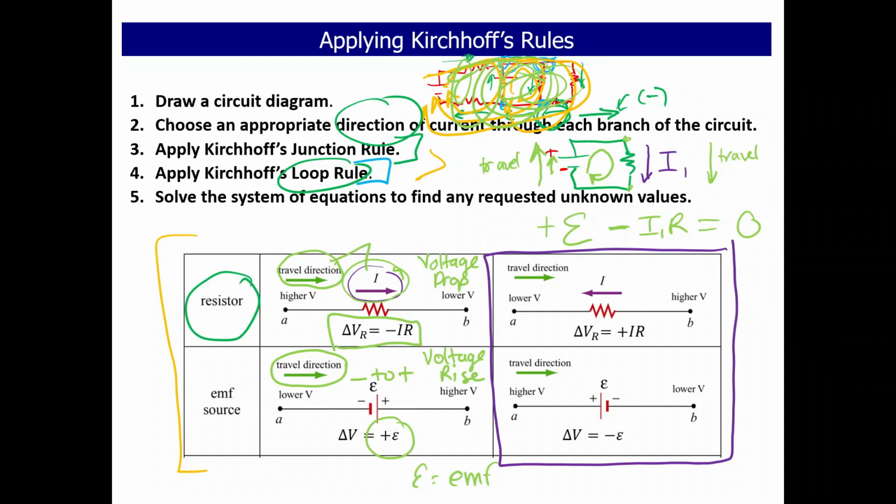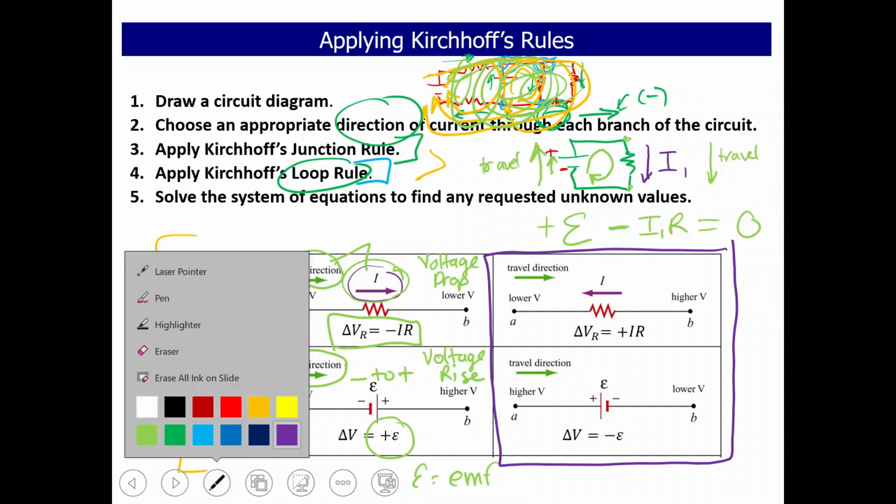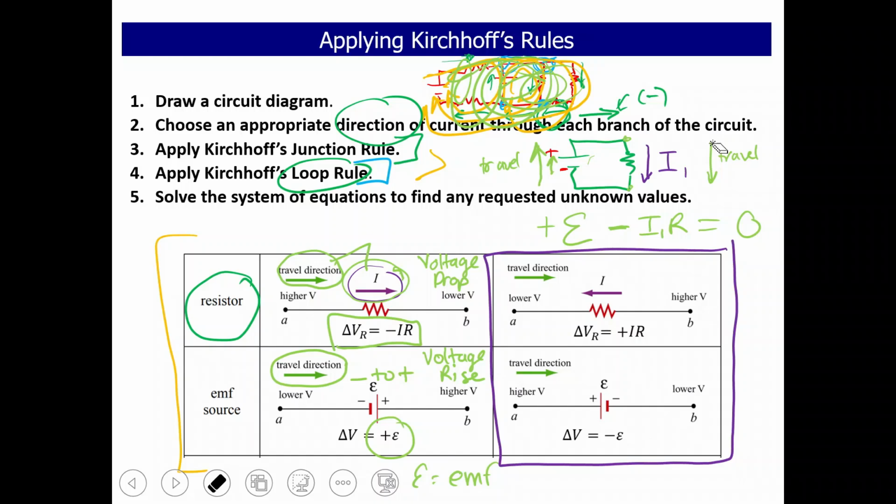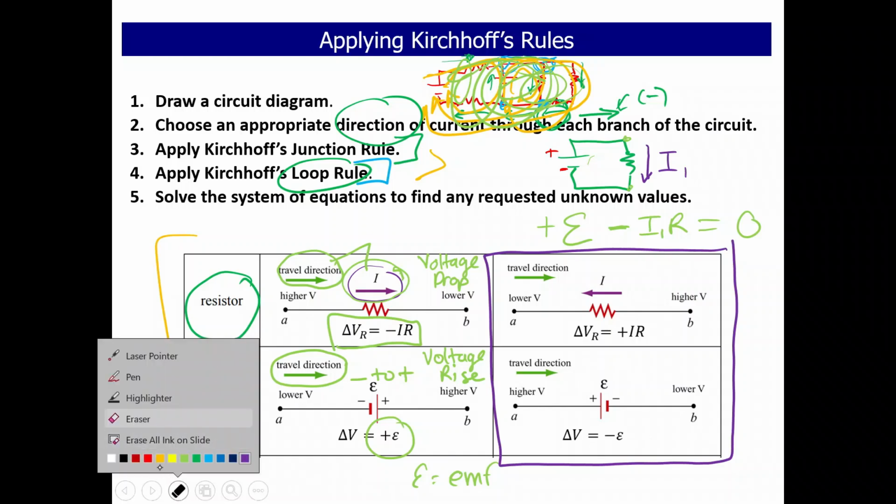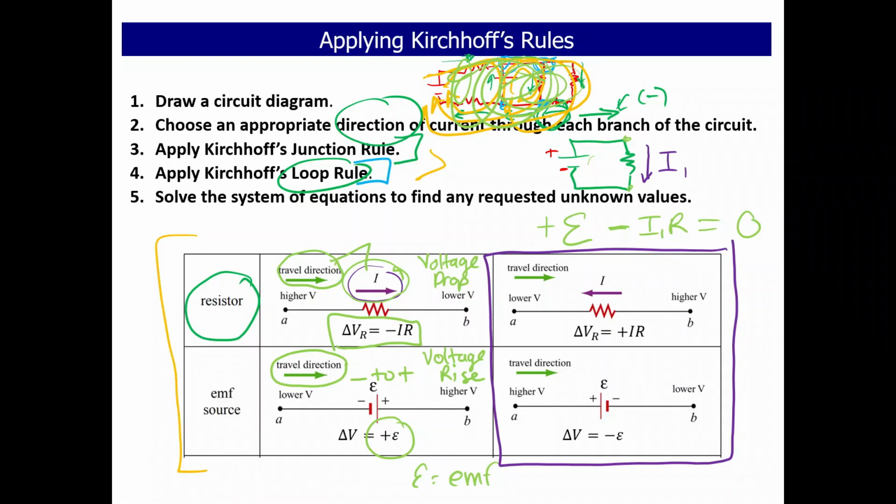Let's take my circuit again, this little simple one that I did, and let's erase my travel direction and choose a different loop. I'm now going to choose the loop that goes the opposite direction of my current. That's not something I would normally do, but it may end up that way if I have a complicated circuit and I can't tell which way the currents go because maybe there's multiple power supplies.